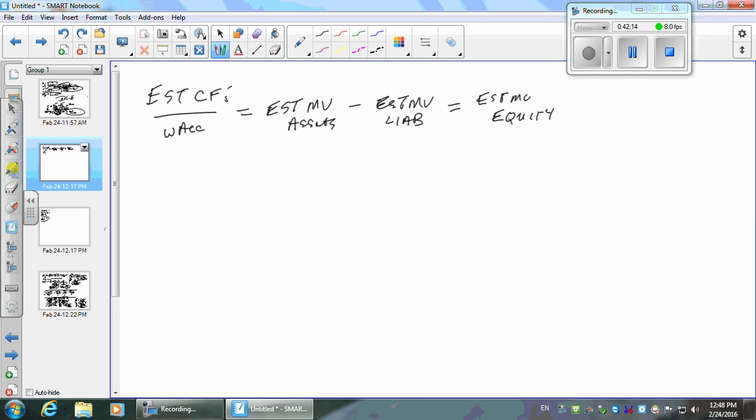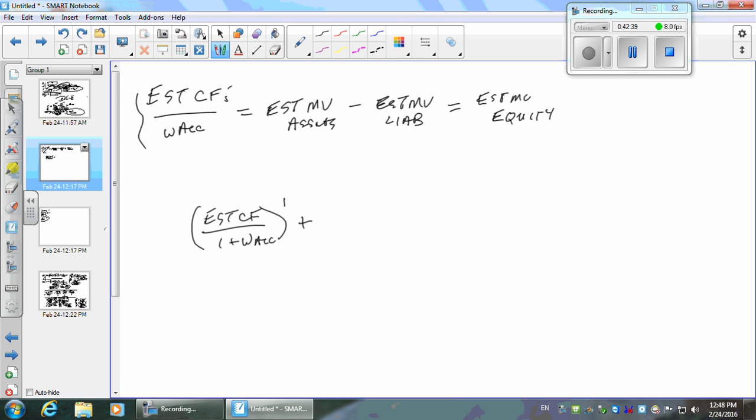Why don't I have to take estimated cash flows times 1 over the weighted average cost of capital? Because those are both infinite. It's to infinity. What this represents is the estimated cash flow divided by 1 plus WACC raised to the first, right?